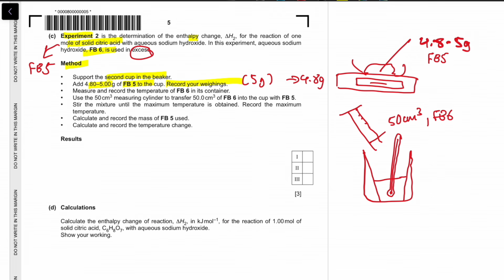It says measure and record the temperature of FB6 in the container. So FB6 is our sodium hydroxide.